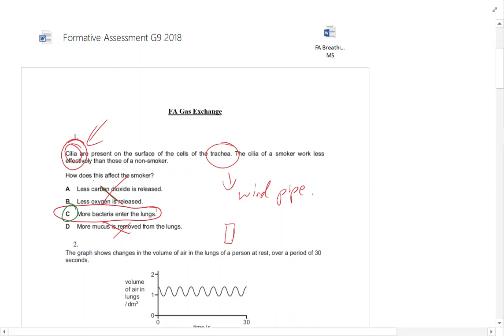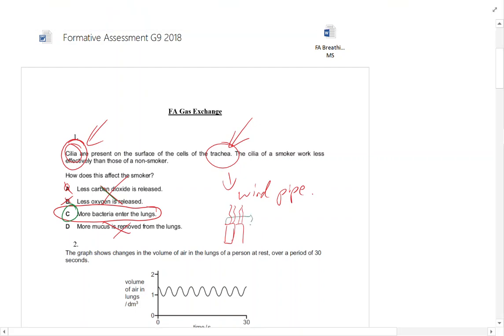The reason being it's not going to be A or B, because carbon dioxide and oxygen are still mixed within the air, and the air still has free passage through the windpipe or the trachea, regardless of whether the cilia are damaged. So it's not A or B. If the cilia are damaged, so here's a cilia cell, they have less of an ability to move the mucus along.